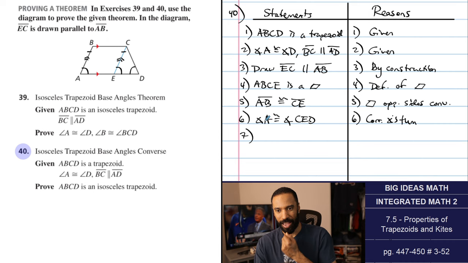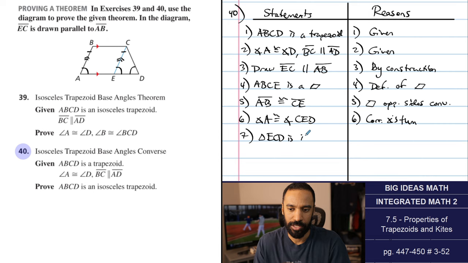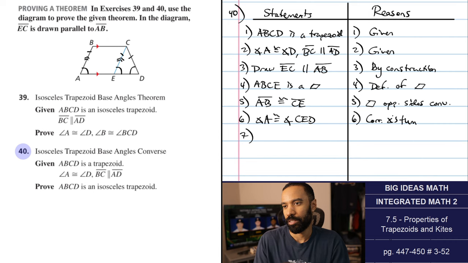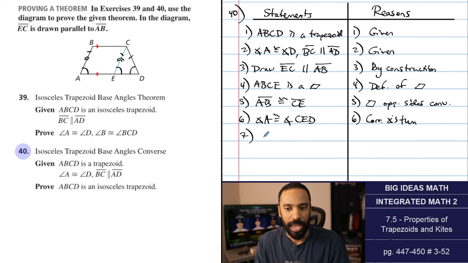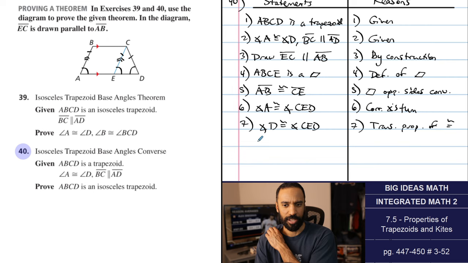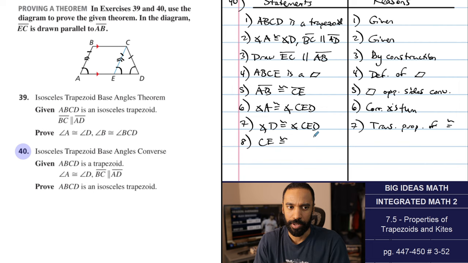Triangle ECD is isosceles. You know, I don't know if we have to say the isosceles part, but I'm just going to go straight to base angles converse. These are now congruent to each other by base angles converse because, yeah, we already have those parts congruent. Oh, we have to actually first say that, though. Angle D is congruent to angle CED by transitive property. And then we go to those sides. I hope I used that last time. I hope I used transitive property when I was able to. So now CE is congruent to CD by converse of base angles theorem, I think is what it's called.